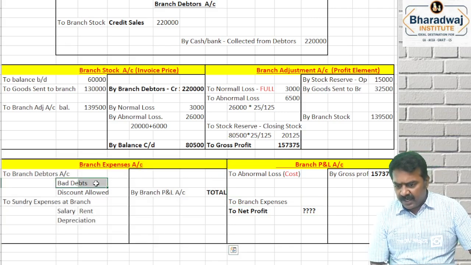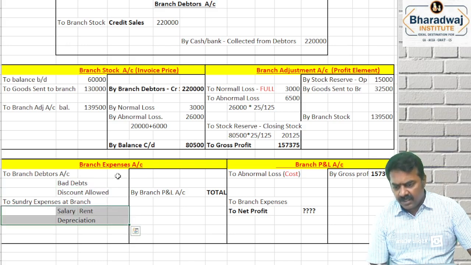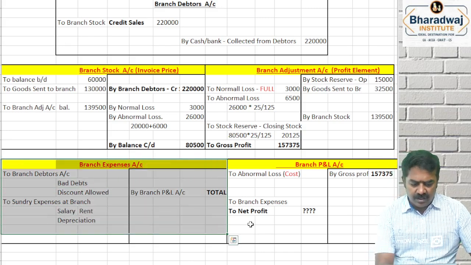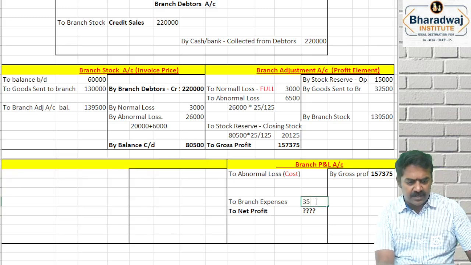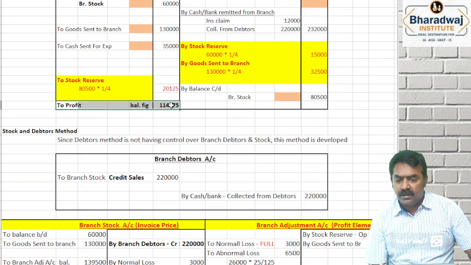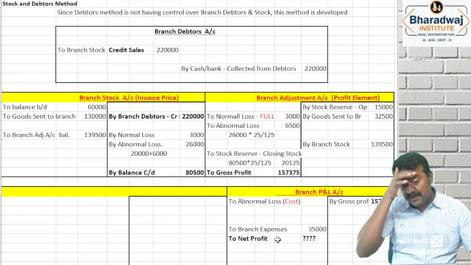Suppose if that was not given, what would you have done? Suppose bad debts, discount allowed, salary, rent, depreciation, etc. are given, you prepare the branch expense account and transfer the total to P&L account. In this question, directly how much is given? Branch expenses, 35,000. What is the profit we got under the previous method? We should get the same.